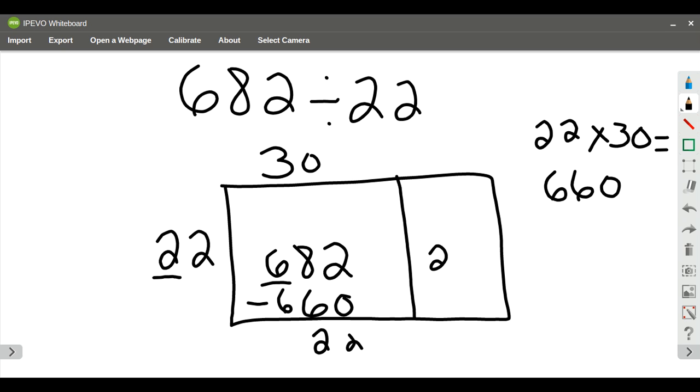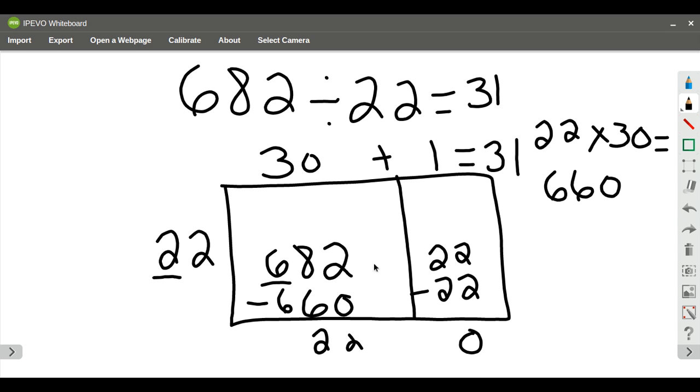I bring the 22 over into my next column, and I look at how many ones I have to multiply 22 by to get to 22. Put my plus sign here. My answer is 1. I'm going to multiply 22 times 1. So I'm going to subtract 22. I get an answer of 0. 30 plus 1 equals 31. So 682 divided by 22 is equal to 31.